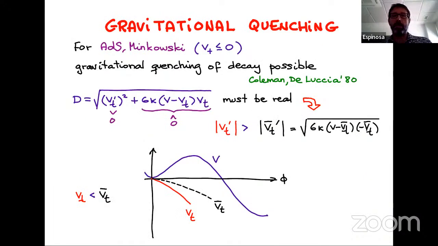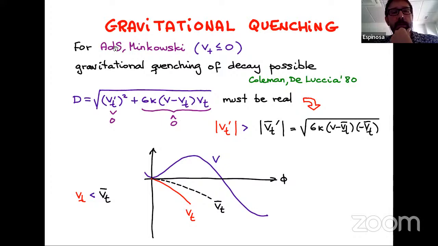So let me just discuss now the other interesting thing that happens with gravity, which is the gravitational quenching of decay. This can happen in anti-de Sitter or Minkowski decays when the energy density is 0 or negative. And in this formalism of the tunneling potential, this comes about because this quantity D, defined via this square root, has to be real for the vacuum to decay, right?